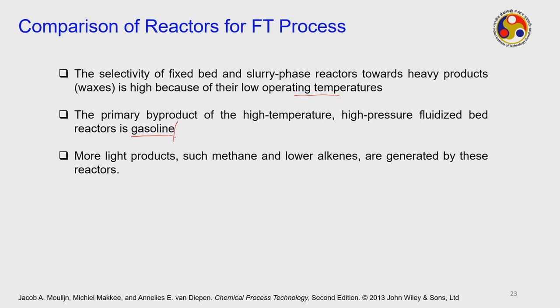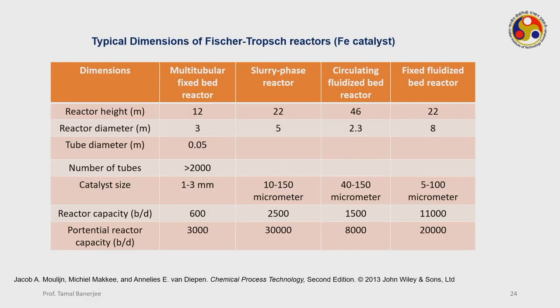If you use the slurry or the fixed bed reactor, you will get wax. Lighter products such as methane and lower alkenes are also formed from the fluidized bed. They have to be separated, but the primary product is gasoline, and the minor products are methane and lower alkenes. Now let us see these profiles for these reactors.